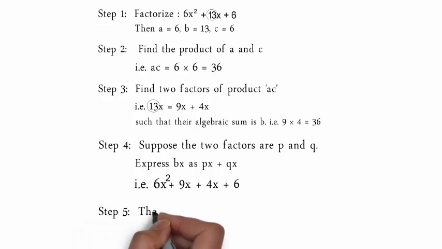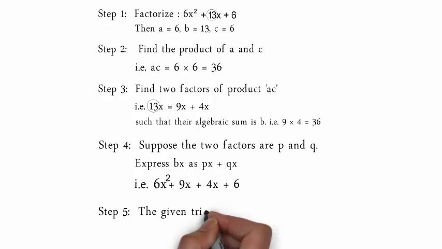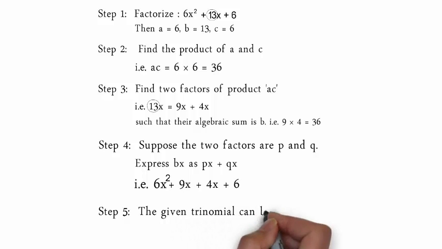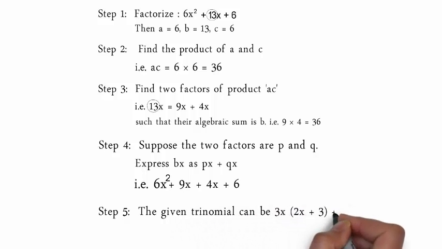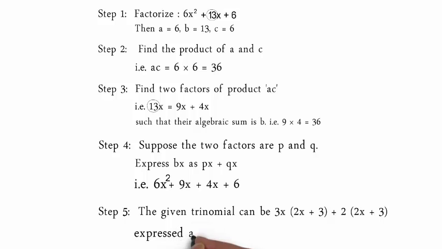Step 5. The given trinomial can be 3x into (2x plus 3) plus 2 into (2x plus 3). Taking (2x plus 3) common, expressed as ax² plus px plus qx plus c, which is equal to (2x plus 3) into (3x plus 2).